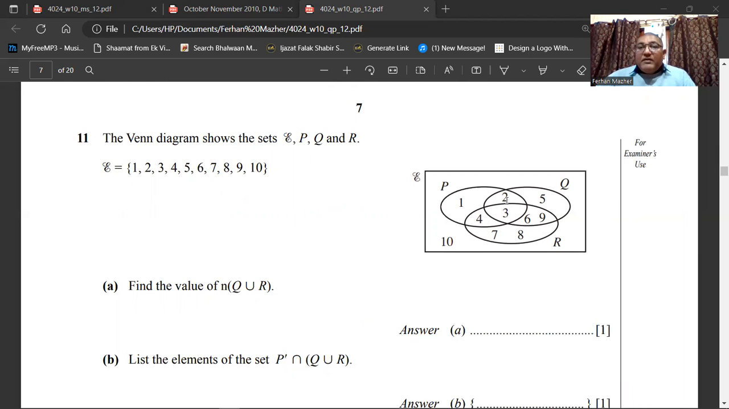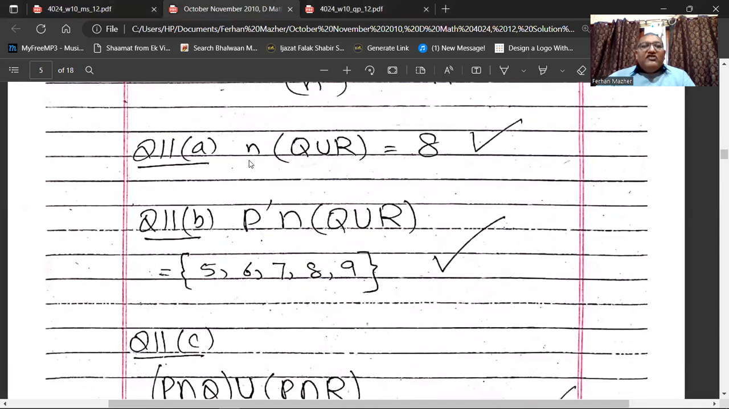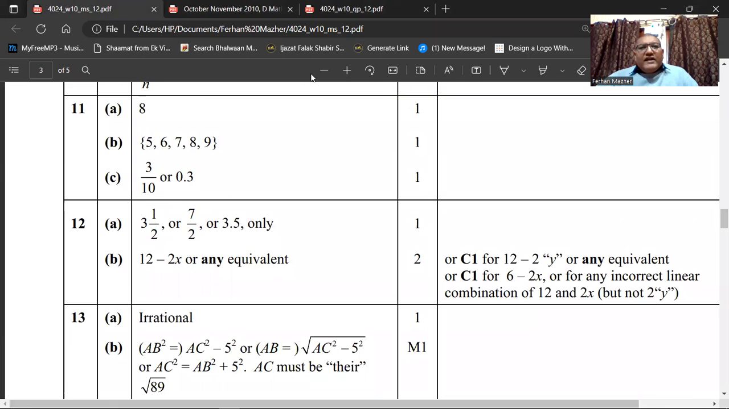Don't repeat the members. 1, 2, 3, 4, 5, 6, 7, 8. So we think there are 8 members. The small n means how many members are there. So there are 8 members in Q union R. So I think our answer is right.